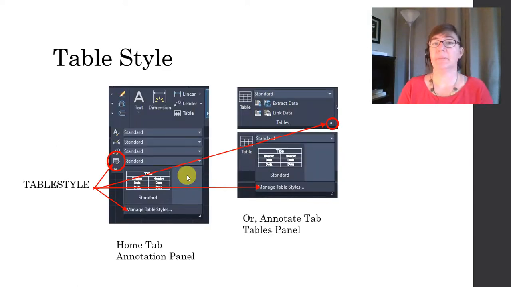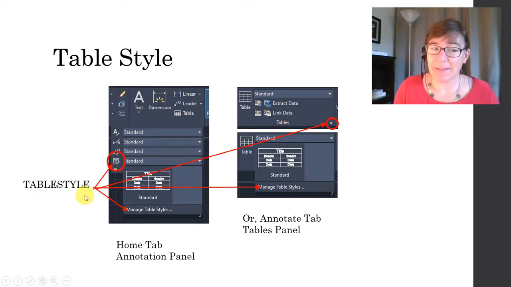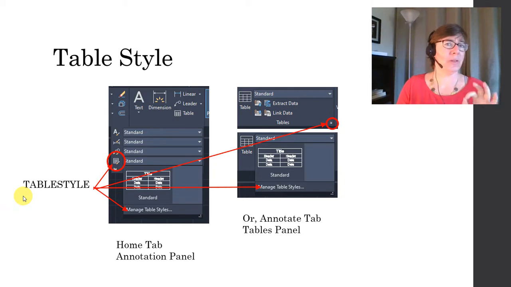Let's talk about table styles. We've already learned about text styles, dimension styles, and multi-leader styles. And this is very similar, so it should be fairly familiar to you. The command you use to set a table style is, surprise, surprise, table style. As far as I know, there's not a shortcut for this one. It's not one that you use very often, all right? So a shortcut for it is not that useful.